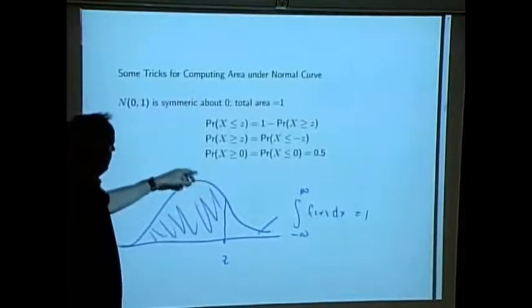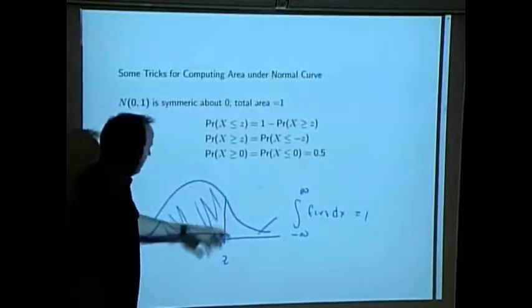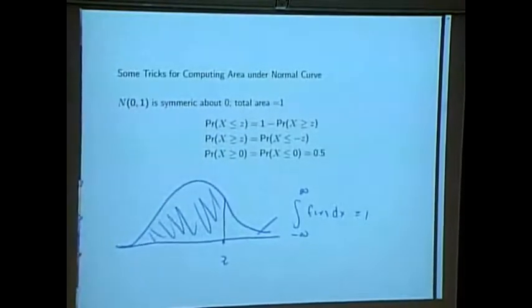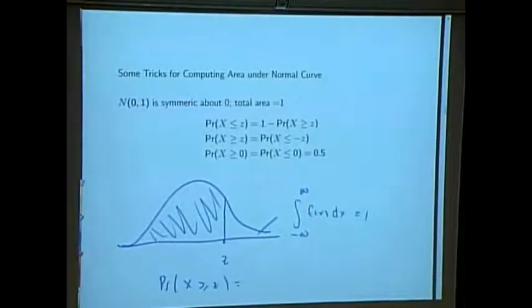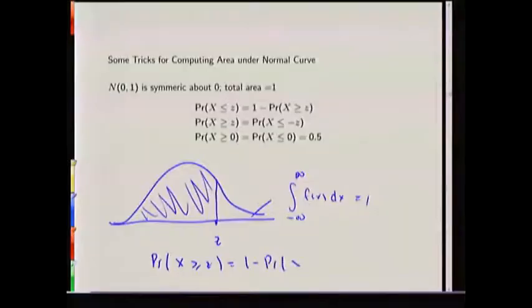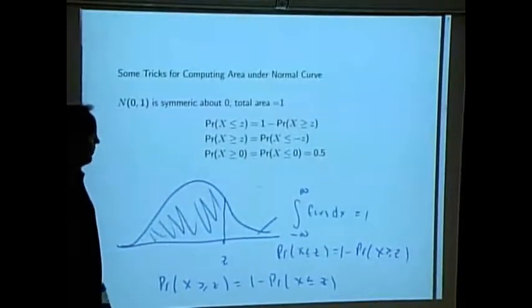So the probability that x is greater than or equal to z is 1 minus the probability that x is less than or equal to z. And vice versa. The probability that x is less than or equal to z is equal to 1 minus the probability that x is greater than or equal to z. So if I give you the area to the left, you can find the area to the right. If I give you the area to the right, you can get the area to the left.